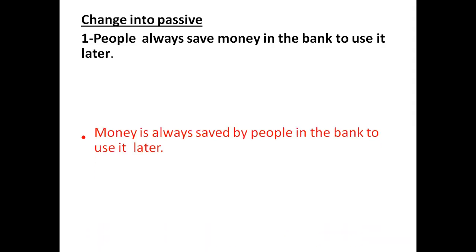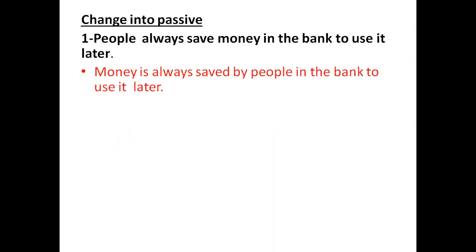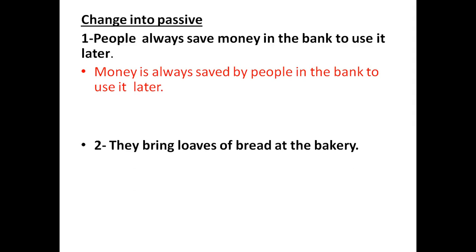Very good. And we put verb to be, is, because the sentence is in present. And we put always, after always, we put the past participle of the main verb save, which is saved, and we put by plus the subject, people. And we complete the sentence after that. Look at the answer: Money is always saved by people in the bank to use it later. Very good.